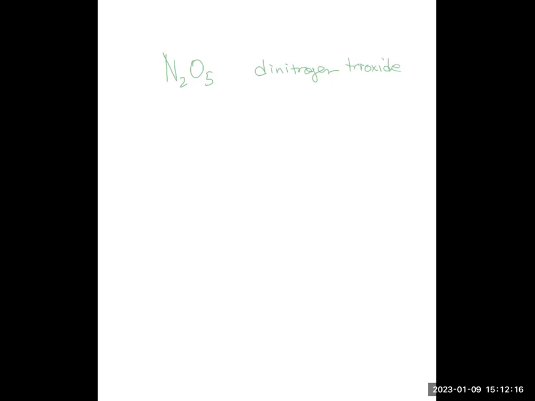So the prefixes are mono, di, tri, tetra, penta, hexa, hepta, octo, and nona. 1, 2, 3, 4, 5, 6, 7, 8, 9. That's it. Okay, that's it for molecular.